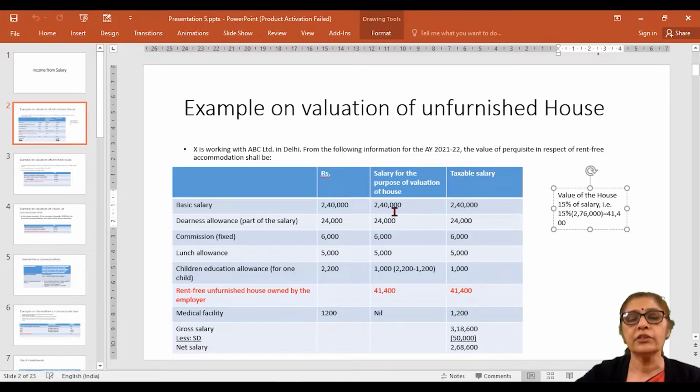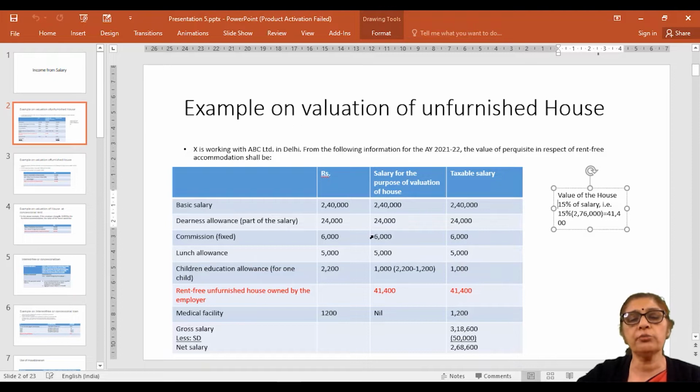What all do we consider? We shall consider basic 2,40,000. DA, it's a part, 24,000. We'll consider this also. Commission, fixed or not fixed, we shall take it. Lunch allowance, 5,000. Children education allowance, as much as is taxable, that is 1,000. Medical facility, we will not take. It is taxable as part of salary, but we will not take it for the purpose of value of the house. Why? Because medical facility is a perquisite, and for house we do not consider perquisites. Had it been overtime payment, we would have considered. But other facilities we do not consider.